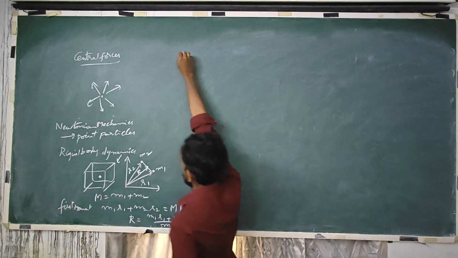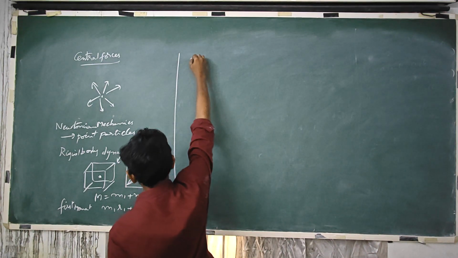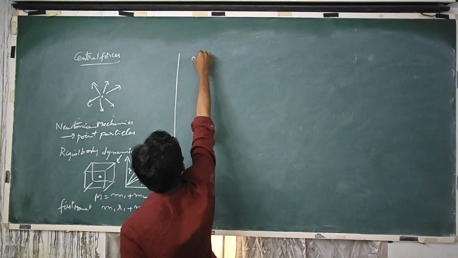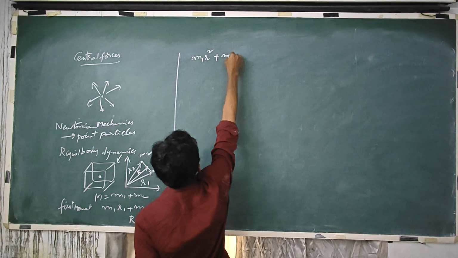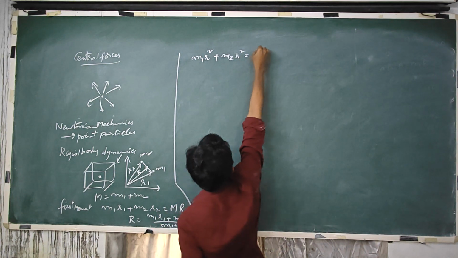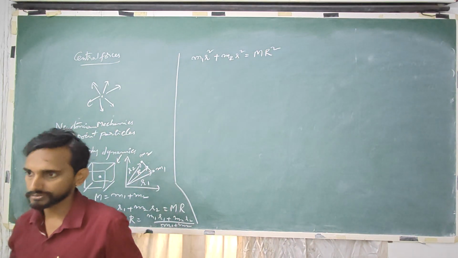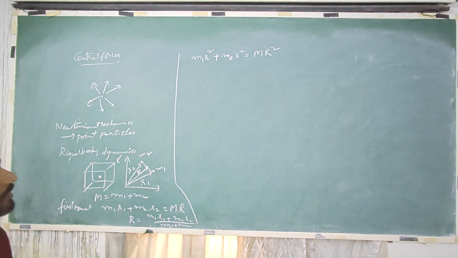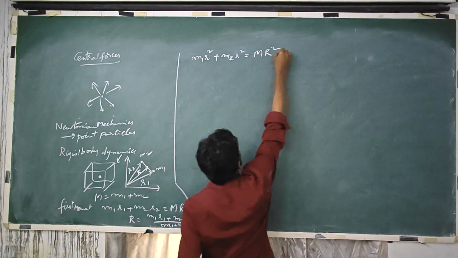And if you consider the second moment, it is m1 r1 square plus m2 r2 square equal to m R square. And we need to develop this equation further.